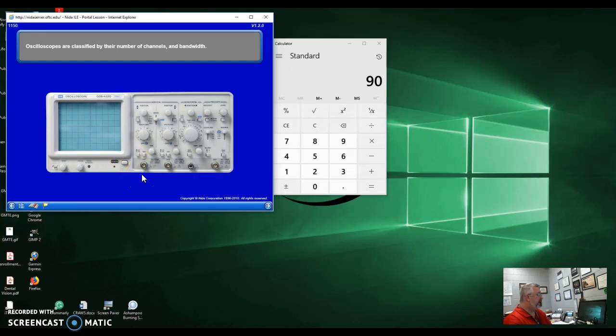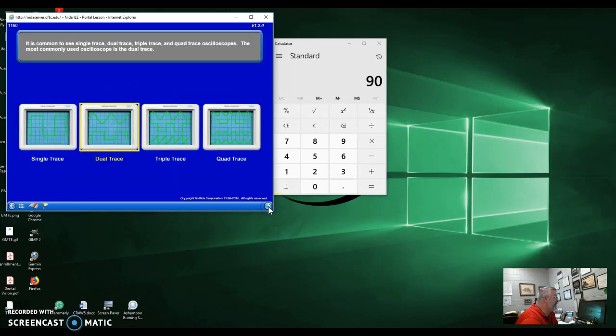Oscilloscopes classify the number of channels and bandwidth. I'd say most of our stuff is 50 to 100 megahertz. This one's actually, if I'm reading the little writing up there, 20 megahertz. It's typically on the scope, and it's typically fine for whatever we're using it for. We should have what we need.